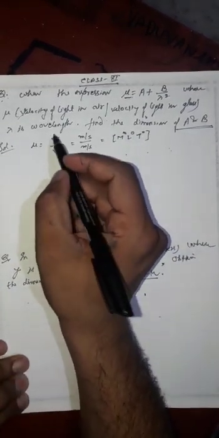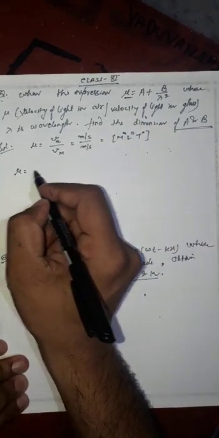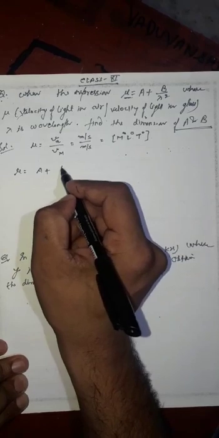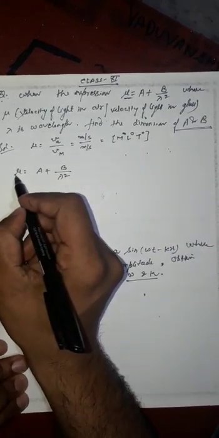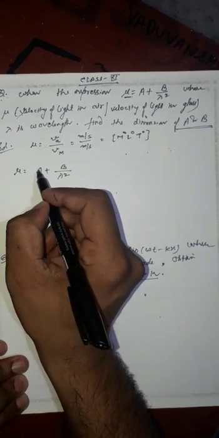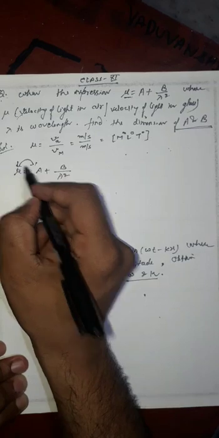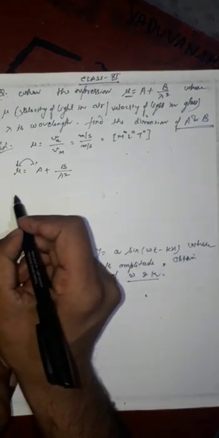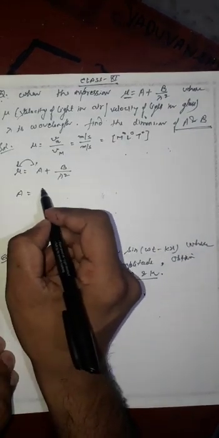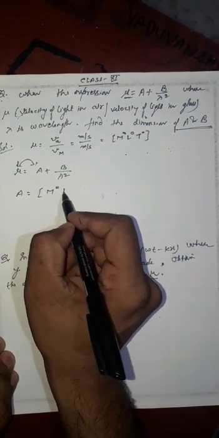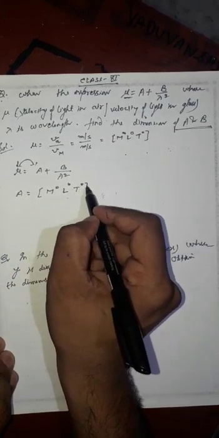Now the dimension of a. We can say mu is equal to a plus b upon lambda square, in which the dimension of mu, you know, is dimensionless. Similarly, a will also be dimensionless, because mu is compared with them. Then the dimension of a will be M0, L0 and T0.